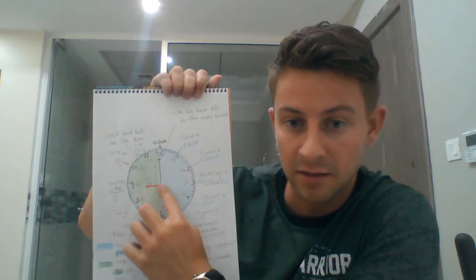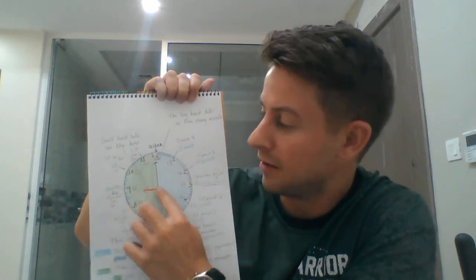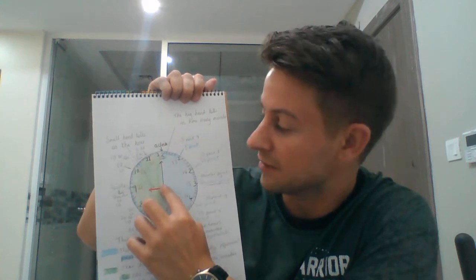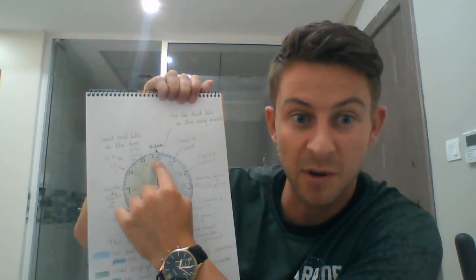I've got the hands here. Let's talk about these basics. Small hand always points to the hour. Big hand always points to the minute. When it's pointing up at 12, there's no minutes. This is o'clock. And then it starts to go round clockwise.